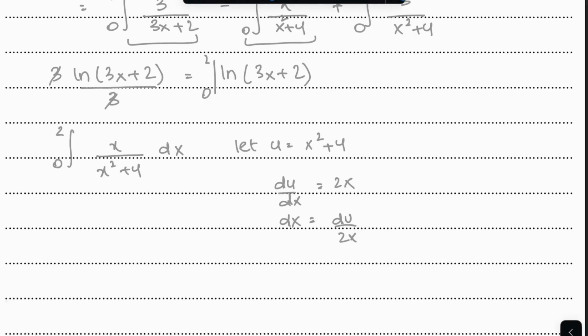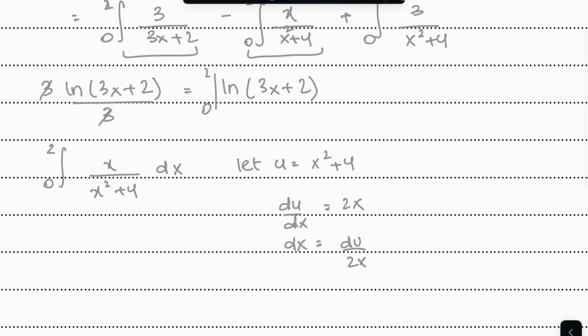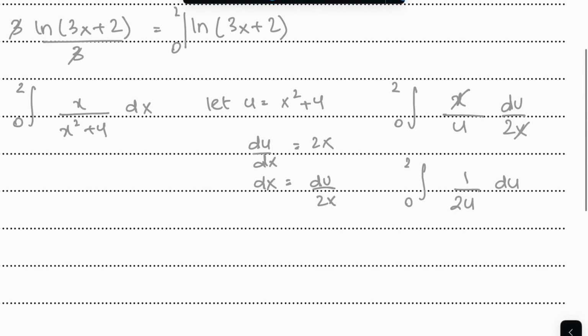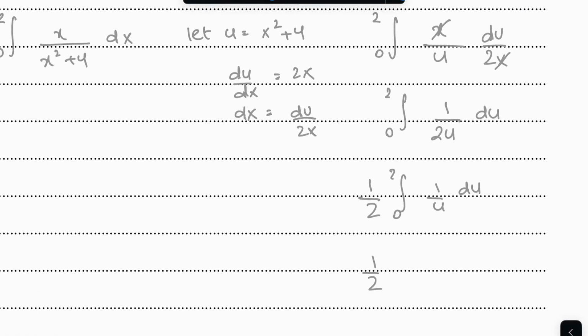Now, if we replace this back in the main equation, we will have x over u, and instead of dx, we will write du over 2x. So x and x will cancel here, and we will be left with 1 over 2u du. We're going to let the limits stay for now, because in the end, we will revert back to x. So let's take the half outside, and we will have 1 over u du, and so that is just half ln u with the limits 2 and 0.